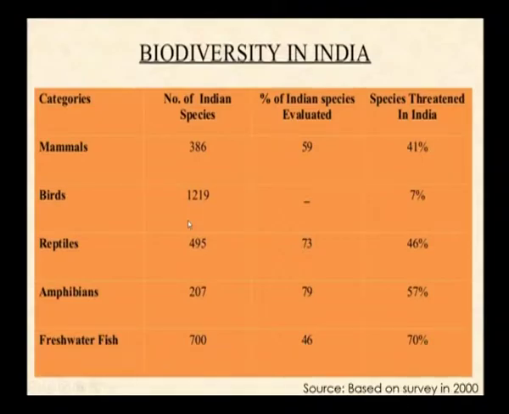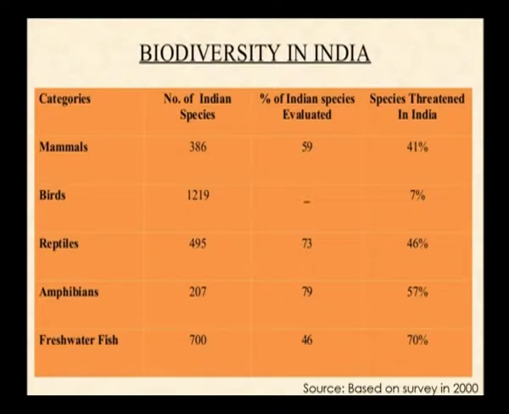If you look at the biodiversity in India, among mammals we have about 386 different species. The percentage of Indian species evaluated is 59, and the threatened percentage is a massive 41%. Again, if you look at reptiles, the number of Indian species is 495, but the threatened species alone is a whopping 46%. And if you move to freshwater fish, we have around 700 species of Indian origin, out of which 70% is threatened.